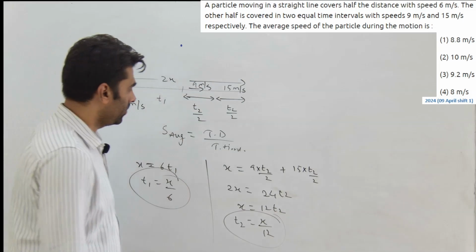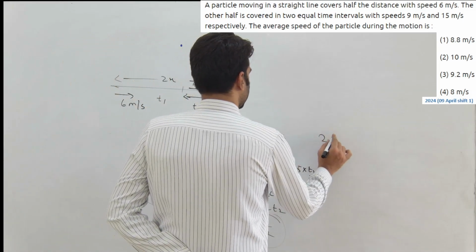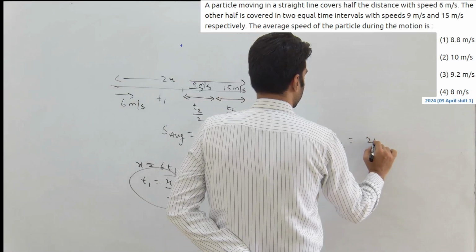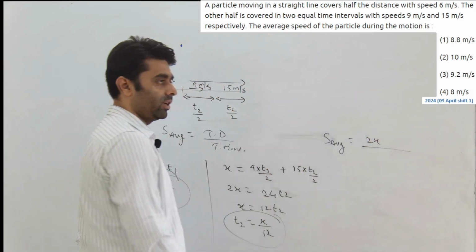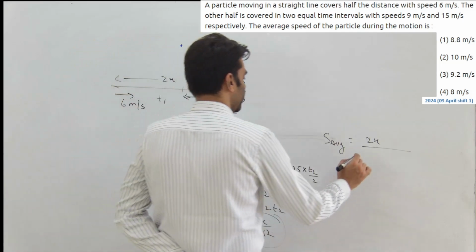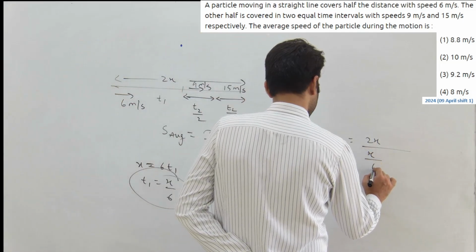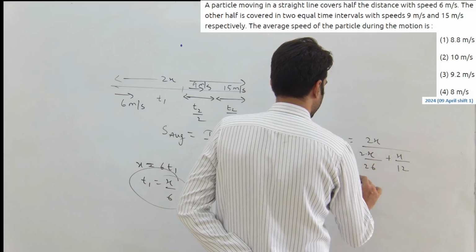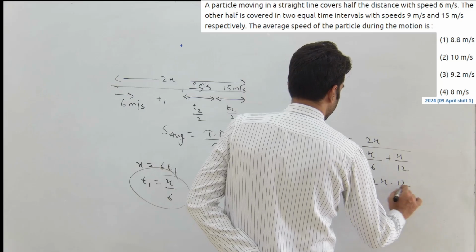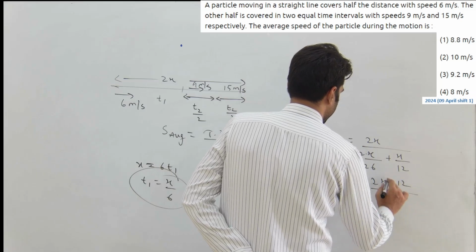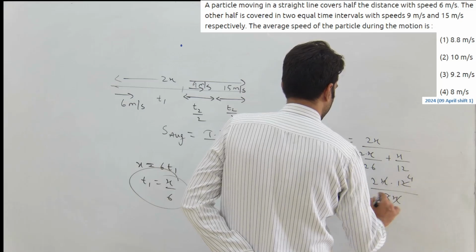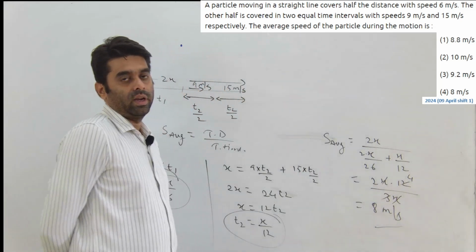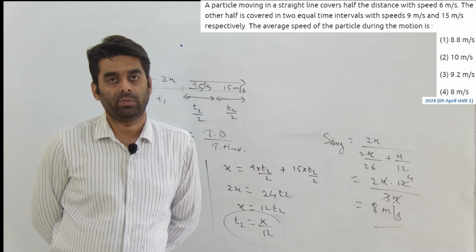Now let us substitute. Average speed is total distance 2x divided by t1 plus t2. t1 plus t2 is x by 6 plus x by 12. So 2x into 12 divided by 3x. x cancels out. 4 times 2, which is 8 meter per second. 8 meter per second is the average speed coming.